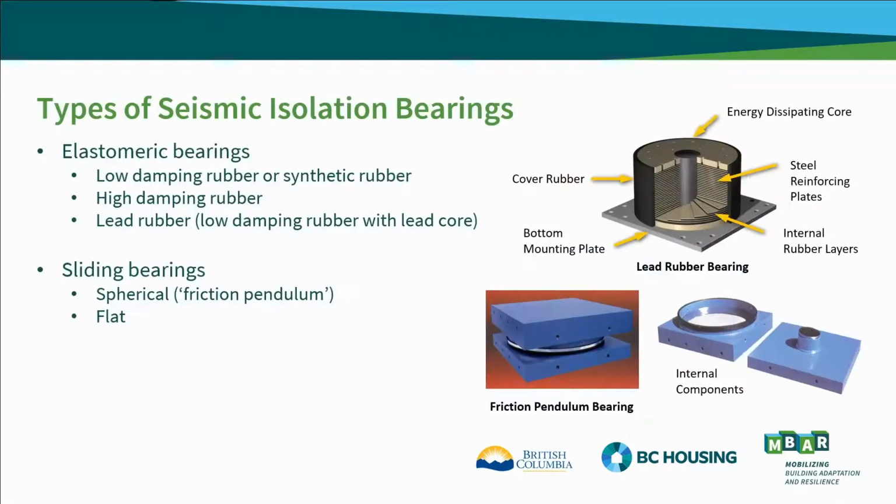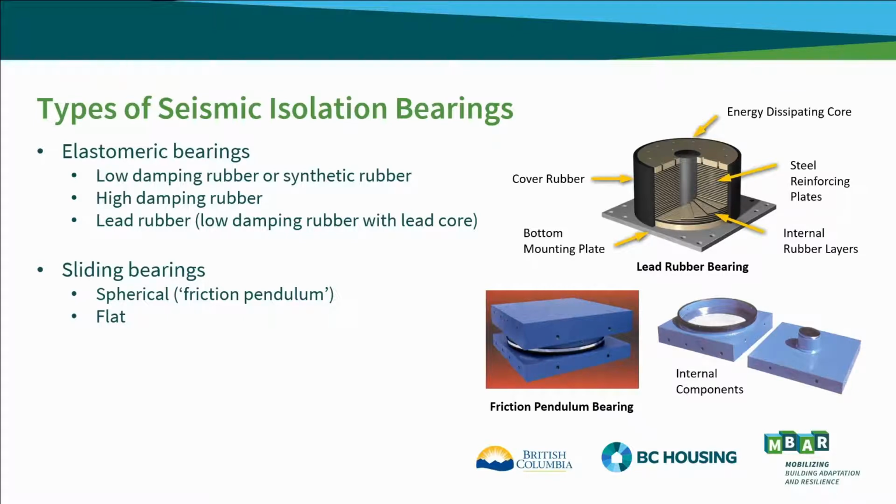There are quite a number of different types of isolation bearings. Elastomeric bearings, and I'll just focus on the illustration on the right, a lead rubber bearing consisting of a laminate of steel and rubber plates with a lead core. As the isolation bearing deforms, the lead core dissipates the energy. The rubber brings it back to its original condition, and the steel plates make sure it's stiff enough to support the vertical load of a building.